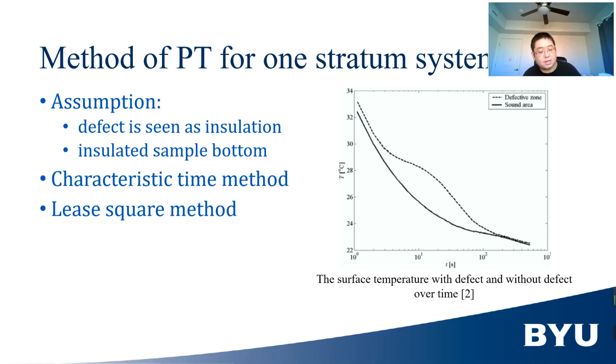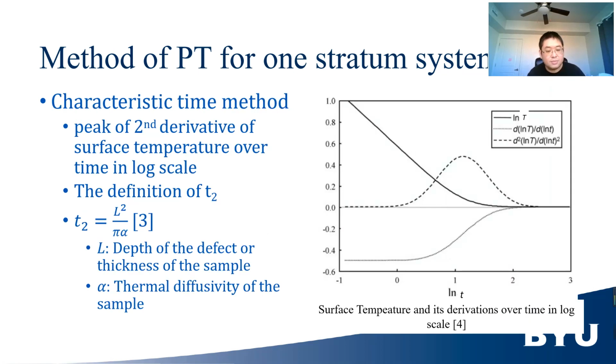By using this characteristic, we can study the depth of defect or the thermal property of the sample, mostly using these two methods: the characteristic time method and the least square error fitting method. The characteristic time method utilizes the peak of the second derivative of surface temperature change over time in log scale to obtain the depth of defect or total thickness.